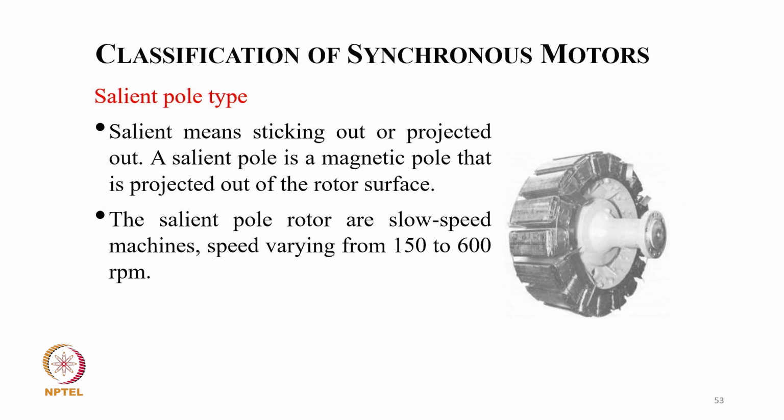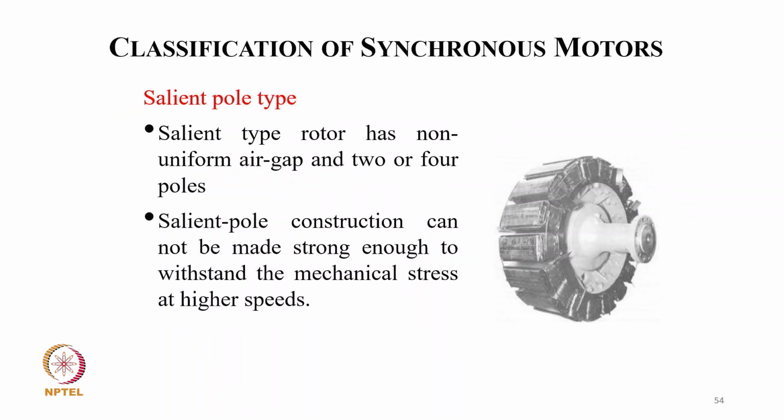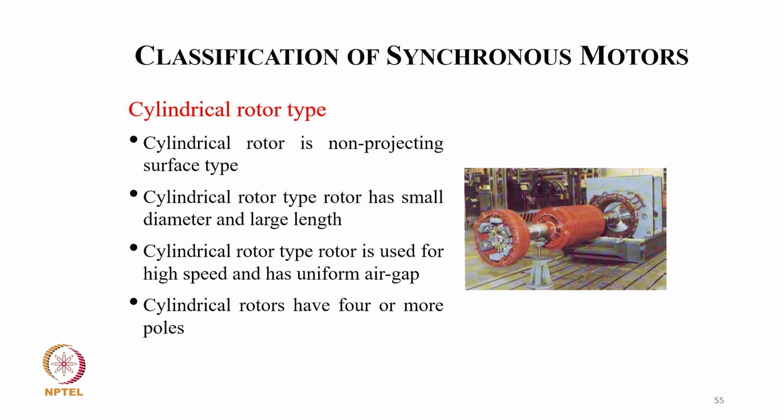Now coming to the typical salient pole type. Salient means sticking out or projected out. The salient pole is a magnetic pole that is projected out of the rotor surface, and salient pole rotors are slow speed machines, varying from 150 to 600 rpm. Salient type rotors have a non-uniform air gap and two or four poles or more. Salient pole construction cannot be made strong enough to withstand the mechanical stress at higher speed.